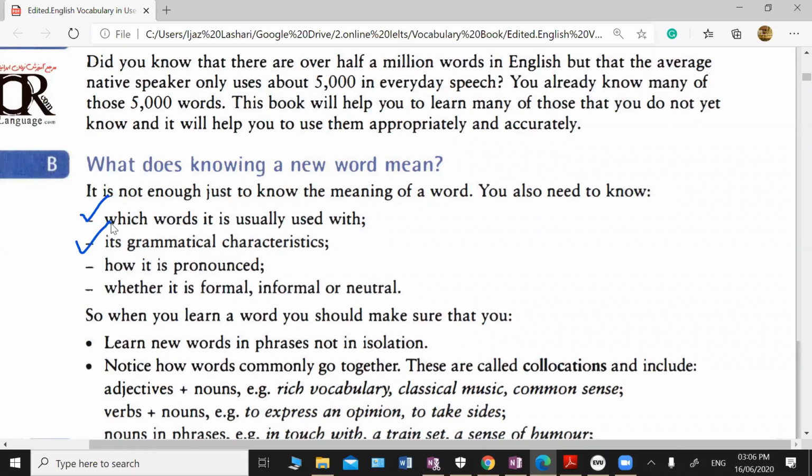For example, is it a noun? Is it a pronoun? Is it an adjective, preposition, adverb? What kind of relation does it have with grammar? And the next thing you should know is how it is pronounced. What is the pronunciation of this word?